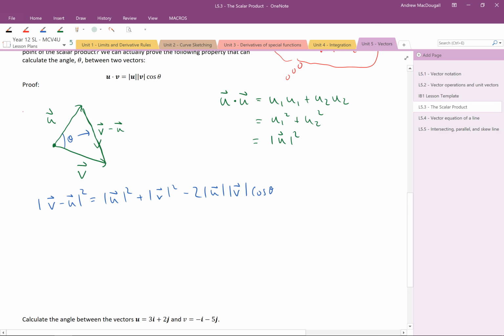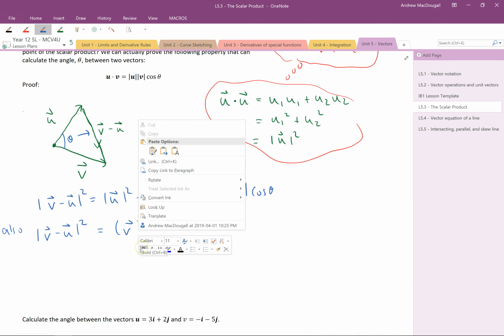But on the other hand, I know that the length of v minus u squared, from this property we looked at here, is also equal to v minus u dot v minus u, I'm sorry.